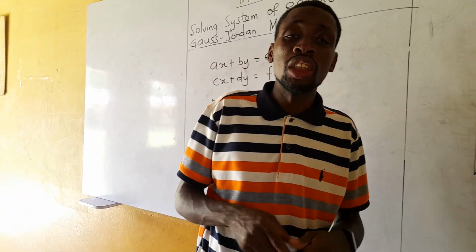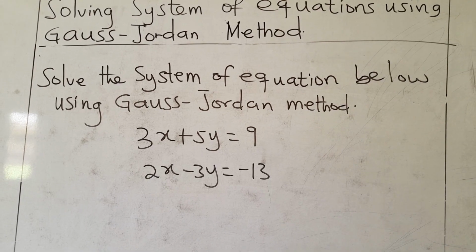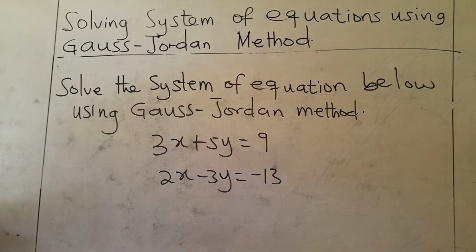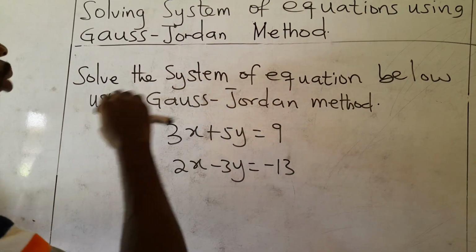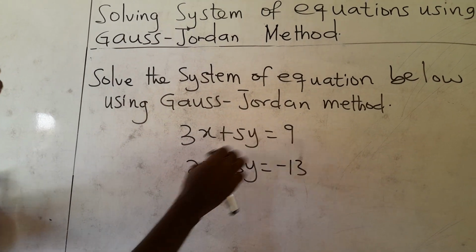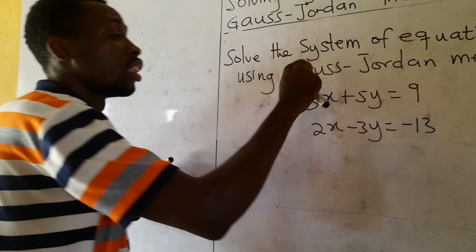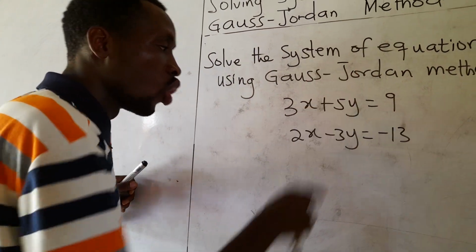We'll take a sample question and I will take you through how to solve it. So we'll solve our first example on 2 unknown variables. It says, solve the system of equations below using the Gauss Jordan method. 3x plus 5y equals 9. 2x minus 3y equals negative 13. Please, the question says Gauss Jordan, so you can't use Gaussian elimination.